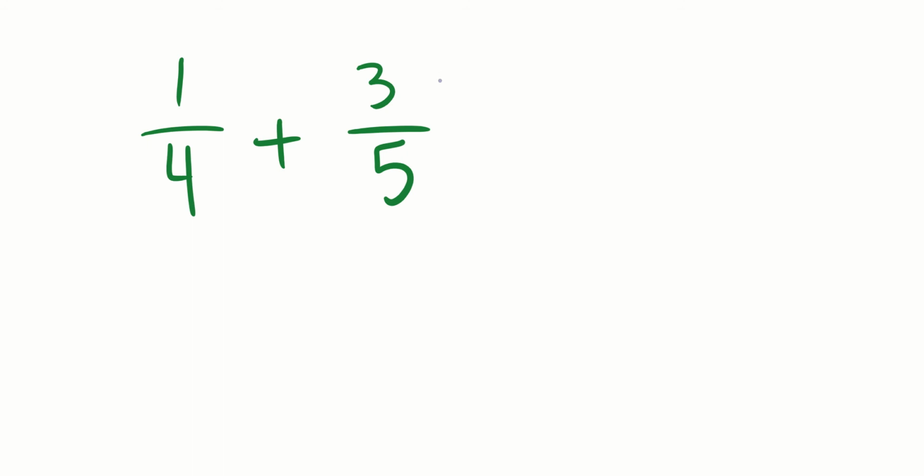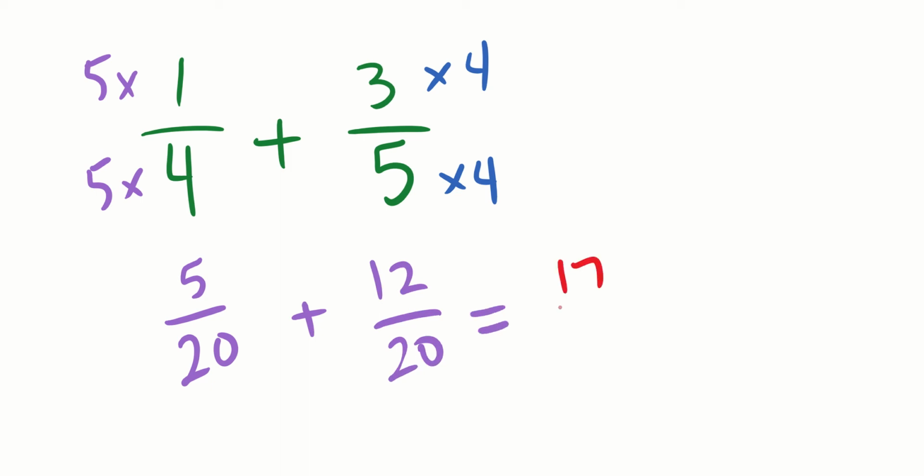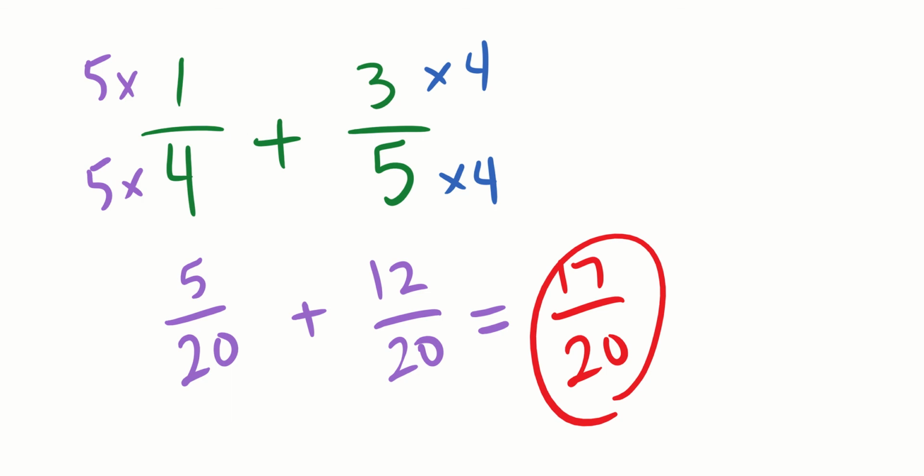I'm going to take the 4 and multiply it by the 3 and the 5. And then take the 5 and multiply it by the 1 and the 4. So that'll give me 5/20 and 12/20. Now that they have the same denominator, I can add the numerators and get 17/20.